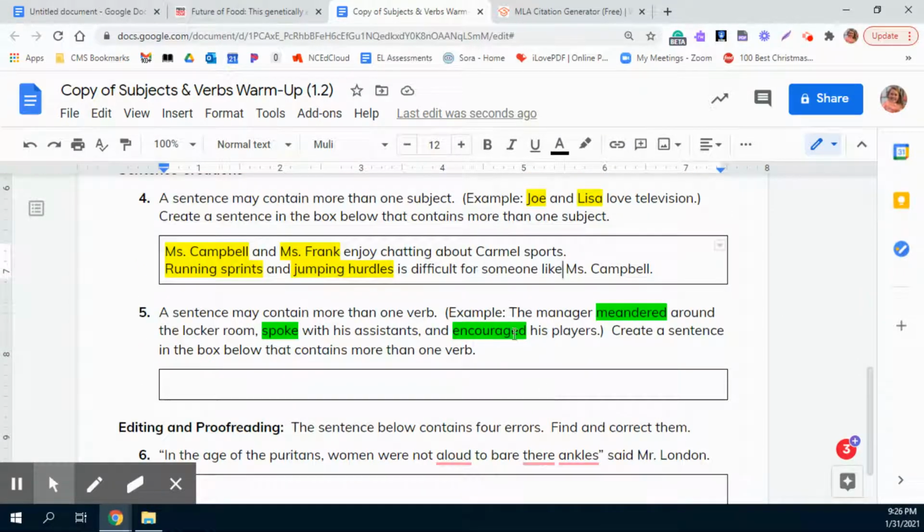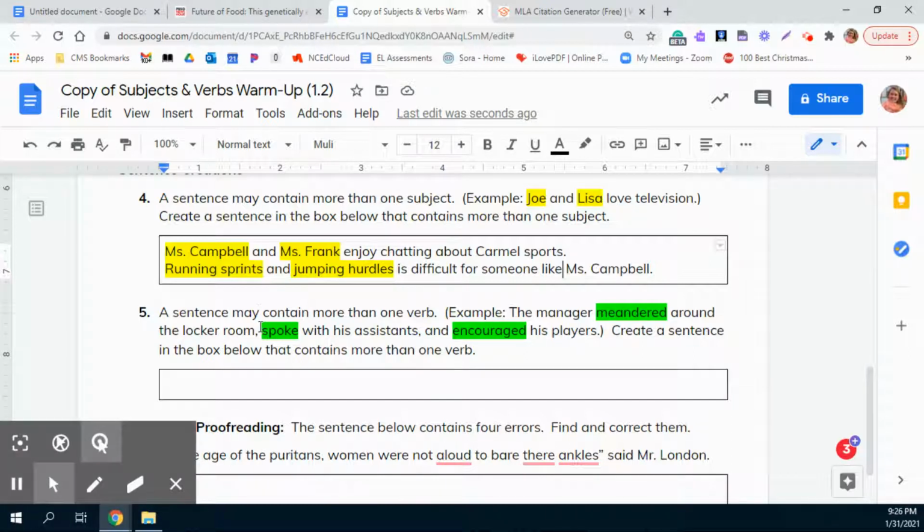Alrighty guys, so we've got those two examples for number 4. Now let's look at number 5. Number 5 is kind of the opposite. We've already practiced having multiple subjects of a sentence. Now we're practicing including more than one verb. So the example here is: the manager meandered around the locker room, spoke with his assistants, and encouraged his players.